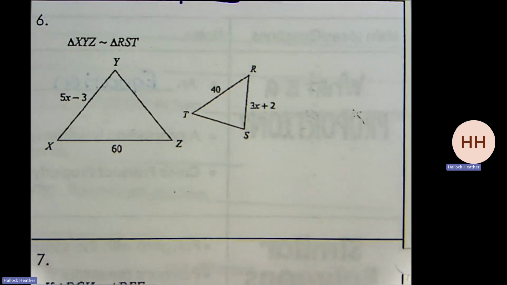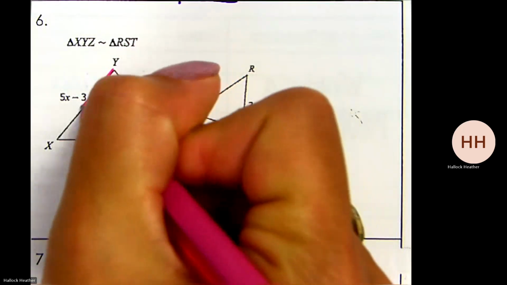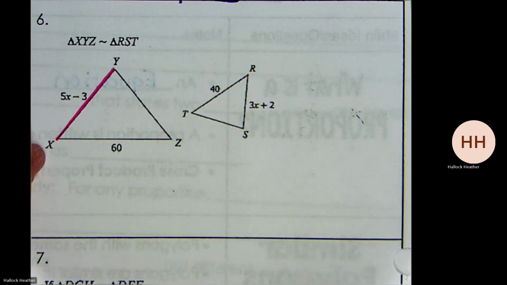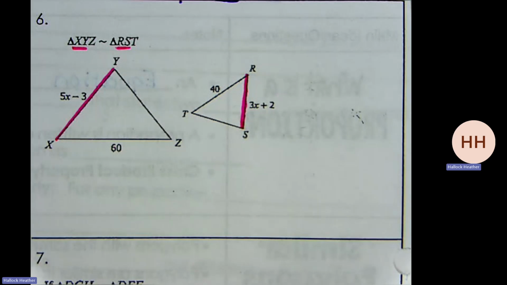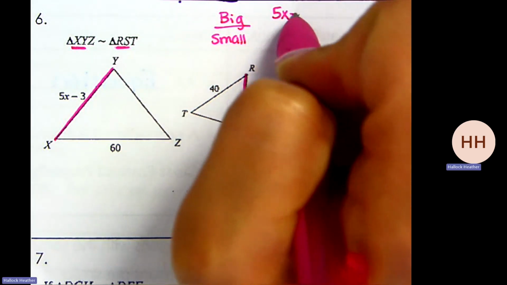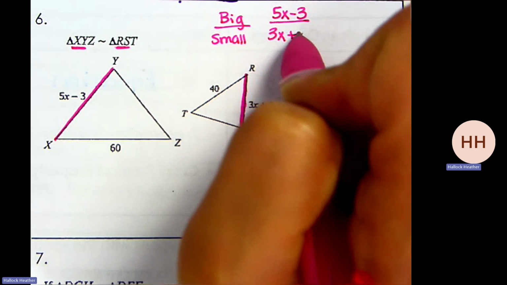It doesn't matter which side you start with. If I choose to start with XY, which if you chose a different side, it does not matter. XY is the first two letters in the similarity statement. So what does XY have to match with on the other triangle? RS, because they are the first two letters. The first two letters match with the other first two letters. So I have my big, and I'm going to divide it by my small. So I'm going to do 5x minus 3 over 3x plus 2.